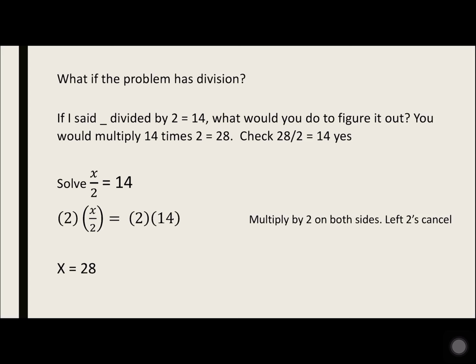Solve. X over 2 equals 14. That means x divided by 2 is 14. So what divided by 2 is 14? So the opposite of divide by 2 is to multiply by 2. So on the left side, those 2's will cancel out to give you x. On the right side, 2 times 14 is 28.